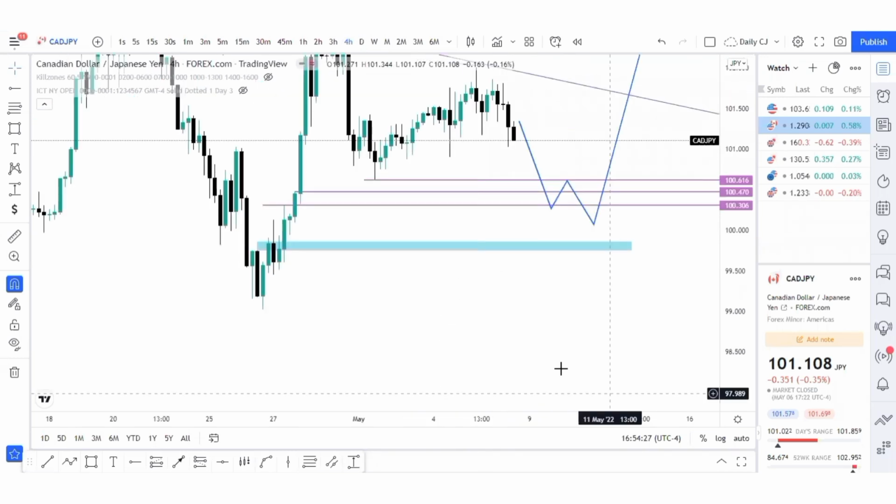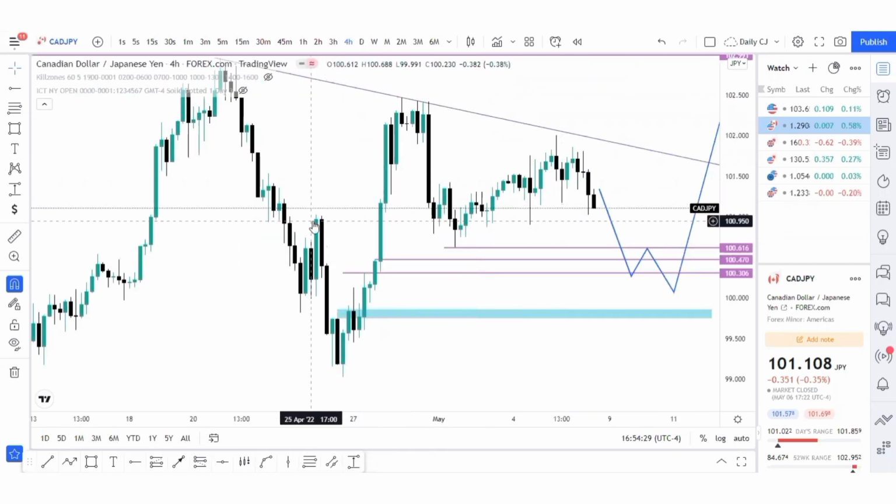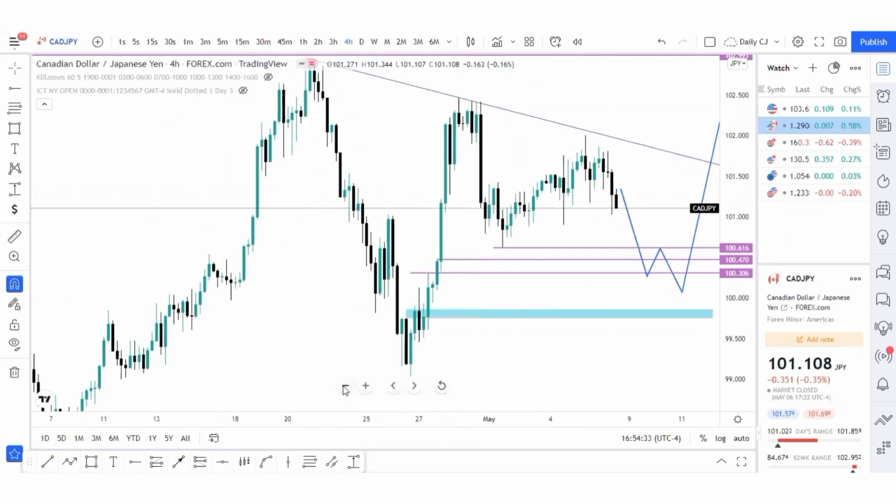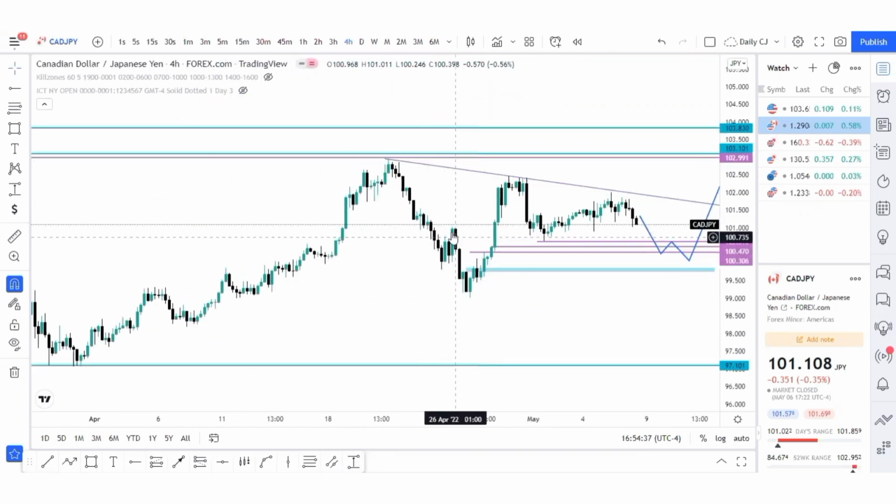So ideally, like here, we do see a break of structure. Why is it a break of structure? You understand why this is a break of structure, right? Here, this last swing high, price broke above it. So now all these ones, price retraces a bit, then we are in what we call accumulation, manipulation, and distribution to the upside.